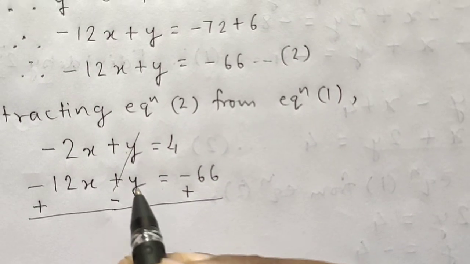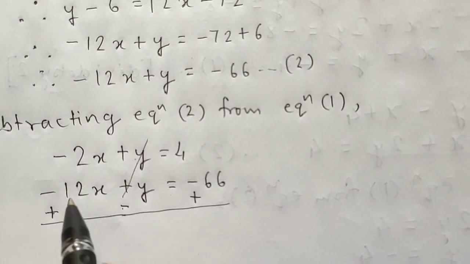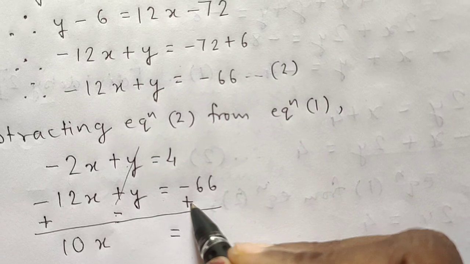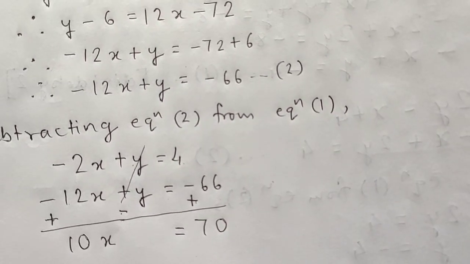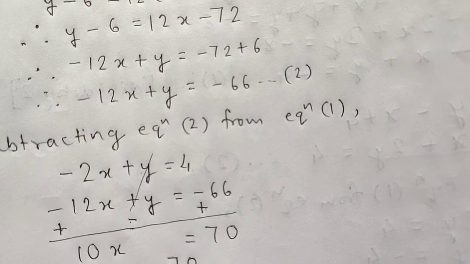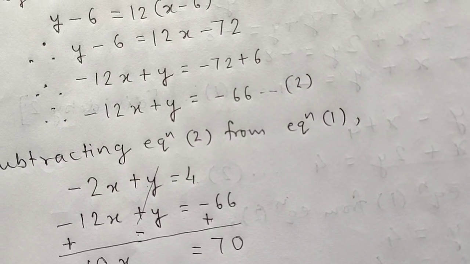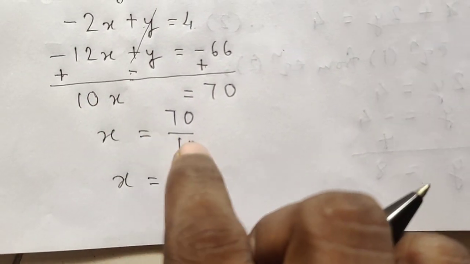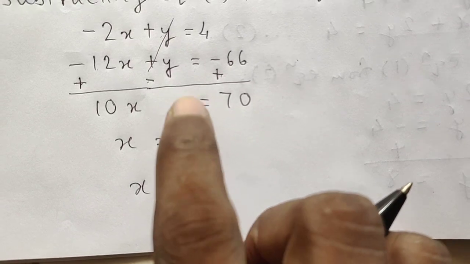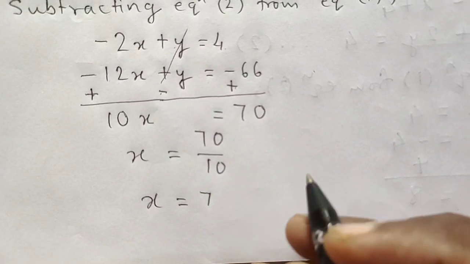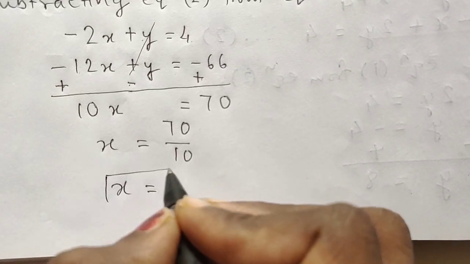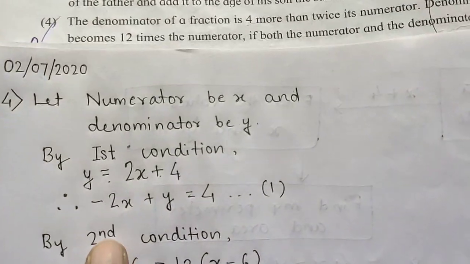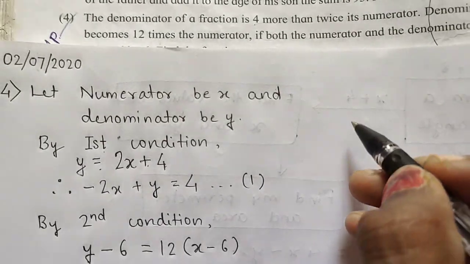Y minus y cancel. Okay, y minus y cancel. This is plus 12 minus 2. So 12 minus 2 gives you 10x. And in this case 66 plus 4 gives you 70. So if you transfer this 10, you will get 70 upon 10. And you know 70 upon 10 gives you 7. Clear? Transfer this 10 to the right hand side so that it becomes 70 upon 10, and 70 upon 10 gives you 7 because 10 times 7 is 70. So in this way you have your x value. Now put the value of x in equation number 1. Okay, so let us do that.